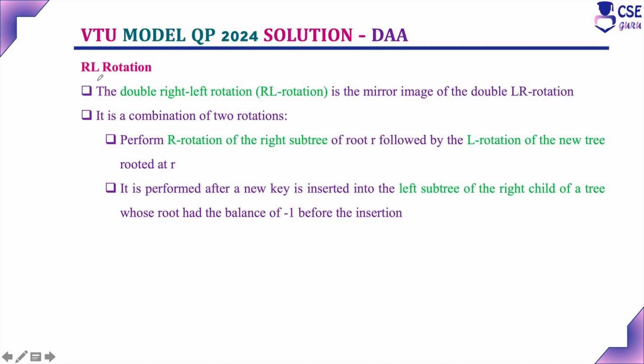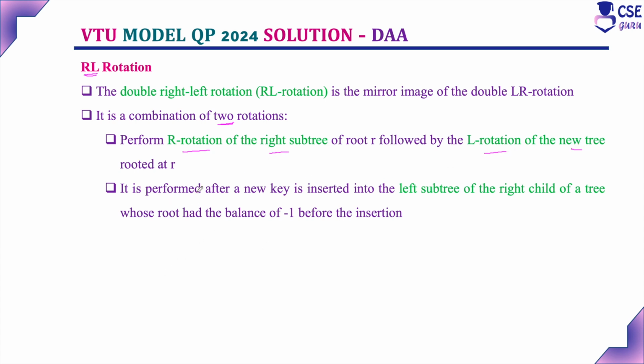Next is double RL rotation or right-left rotation. It is simply a mirror image of LR rotation, and it is a combination of two types of rotation like LR rotation. Perform the right rotation of the right subtree followed by left rotation of the new tree.